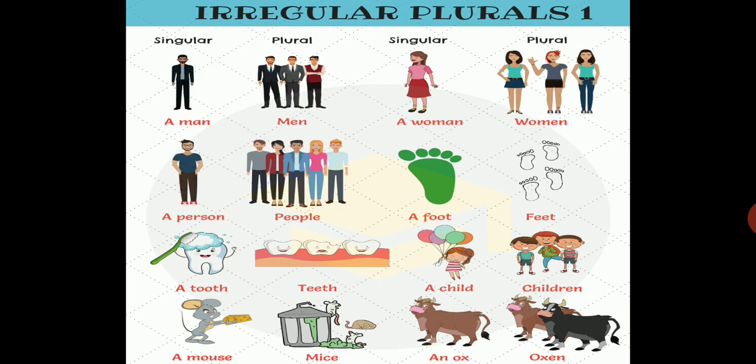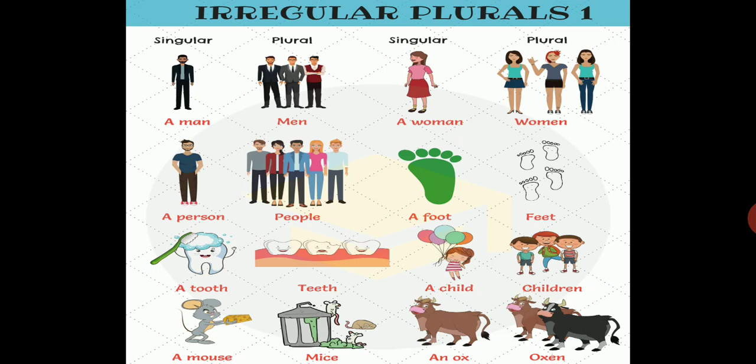A man, men. A person, people. A tooth, teeth. A mouse, mice. A woman, women. A foot, feet. A child, children. An ox, oxen. These are some examples of irregular plurals.